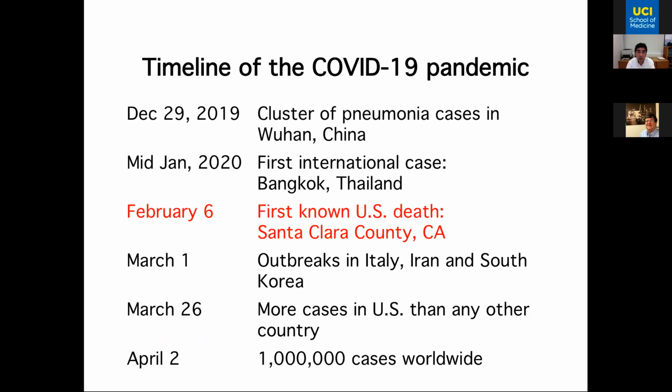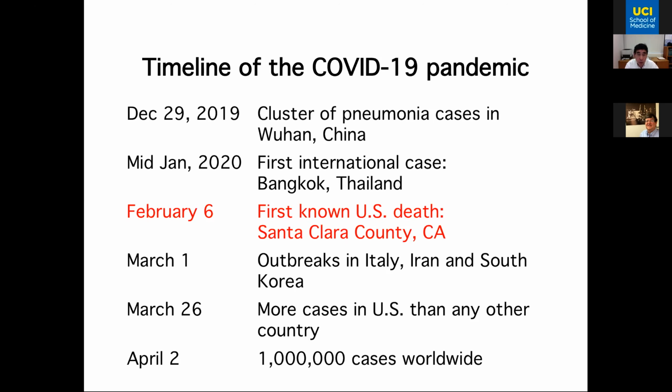Now here's a timeline of the pandemic. The first cases that we know of are from the very end of December in Wuhan, China. There's now some speculation that there might have been cases a little bit before that. And then spread outside of China, we know in the middle of January. Now, something new is we now know the first US death was February 6th in Santa Clara County, California.